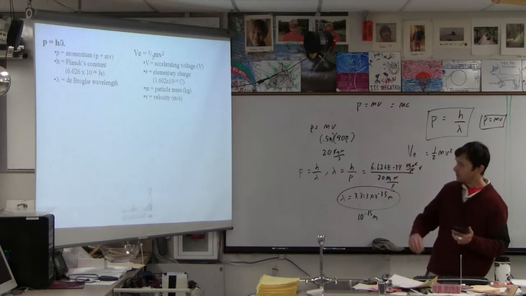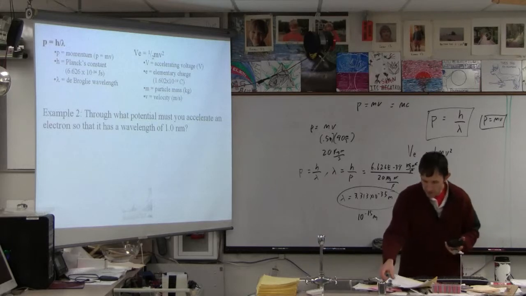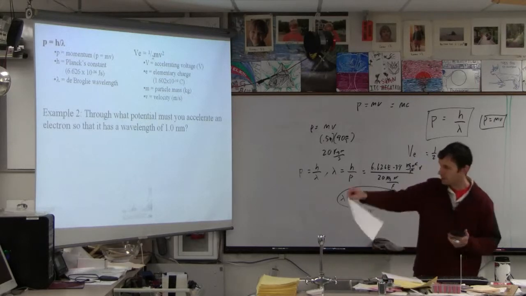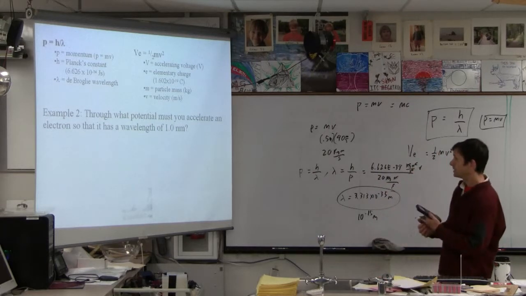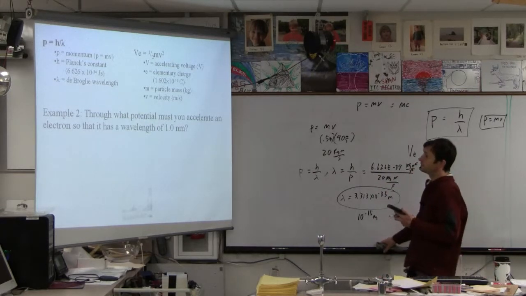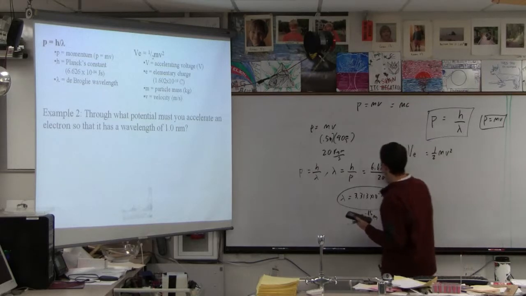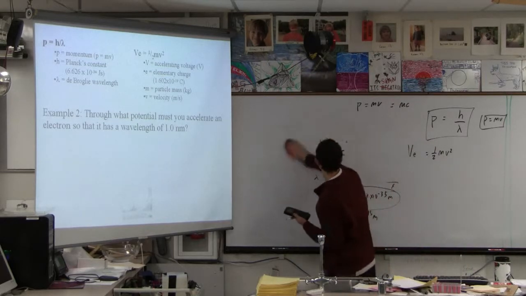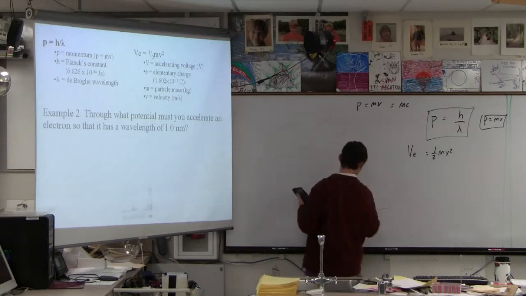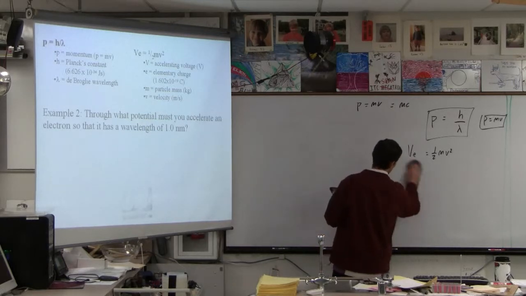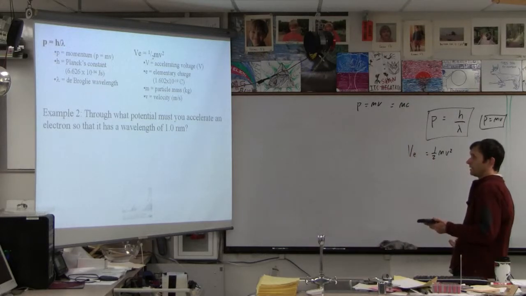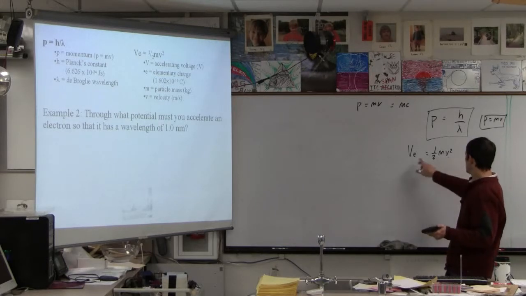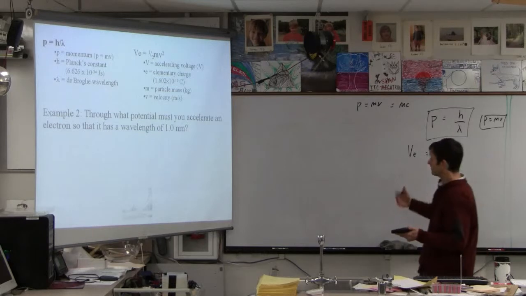And then the second example is where you get into the meat of it. The second example is on the bottom of the back of the note guide they have. It says, through what potential must you accelerate an electron so that it has a wavelength of 1 nanometer? Well, I think the thing to do here is to figure out the momentum of the electron, then the velocity, and then with the velocity we can do this. I think that's what we're going to do here.